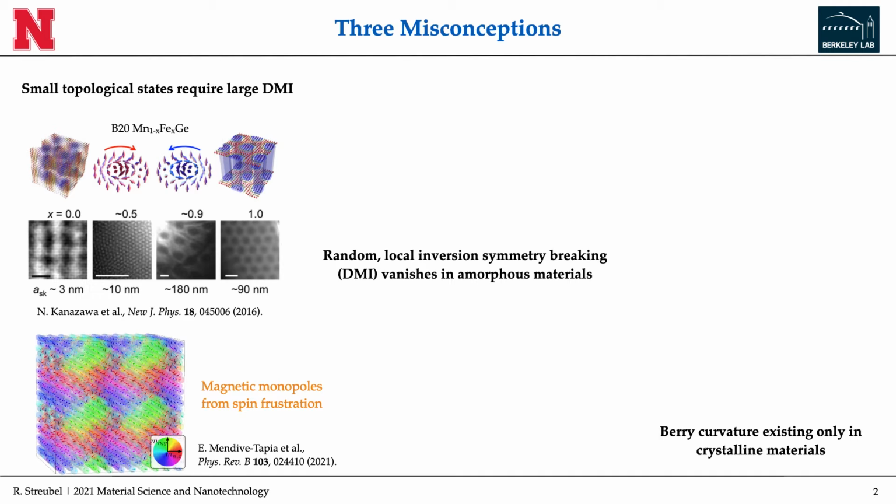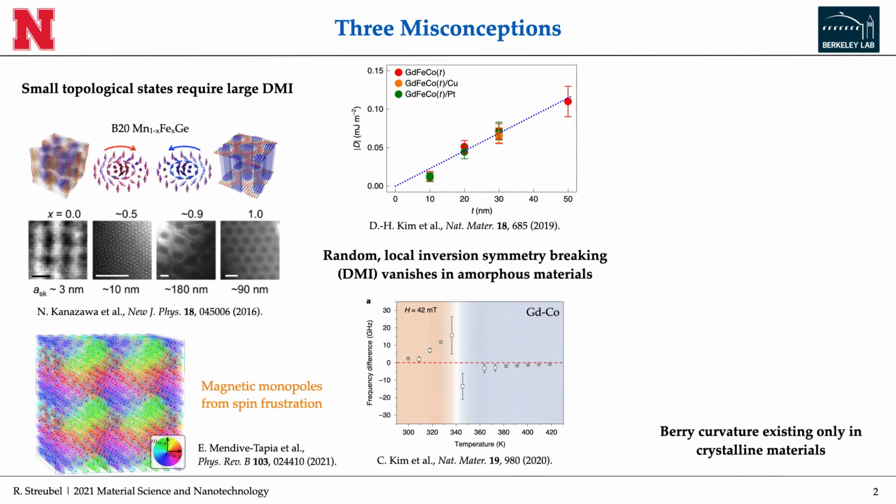The second aspect is that random local inversion symmetry breaking typically breaks down and vanishes in amorphous materials due to short-range order. Our results, as well as those of other groups independently, showed by using rare earth-based soft magnetic materials, specifically gadolinium cobalt and gadolinium iron cobalt, that the Dzyaloshinskii-Moriya interaction actually persists and is quite remarkably large in amorphous bulk materials.